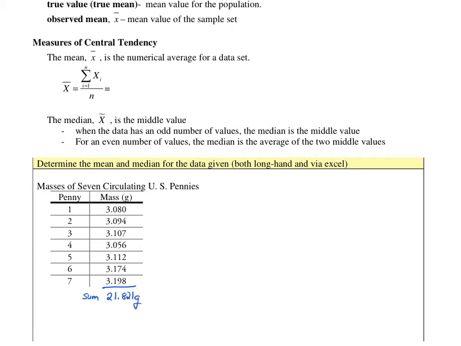21.821 grams. So we can calculate the mean, or X bar, as 21.821 grams divided by the number of measurements, which is 7, and this comes out to be 3.117 grams. We can also determine the mean via the Excel function, and the function in Excel is AVERAGE, and then we specify our cell values that contain our data.